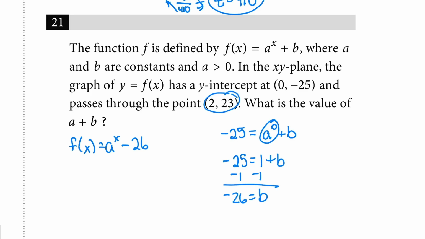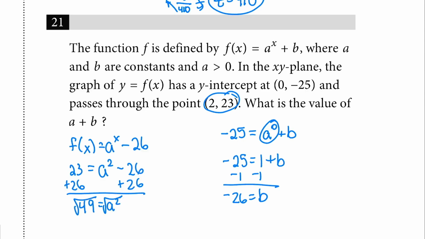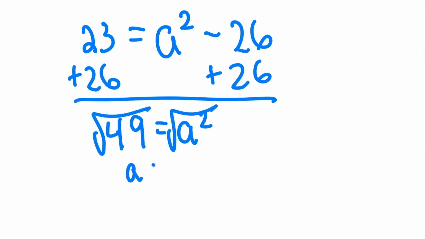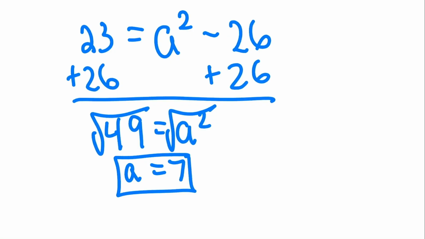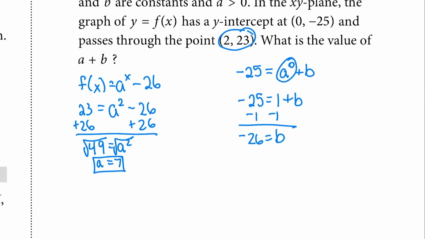And we have this second point here that we can use as well. So when we plug in f of x is 23, we have a squared minus 26. Let's add 26 to both sides. So 49 equals a squared. When we take the square root of both sides, we are going to get a equals 7 here. Now it's asking us what is a plus b. So we would just simply add 7 and -26 together, and that's going to be -19.